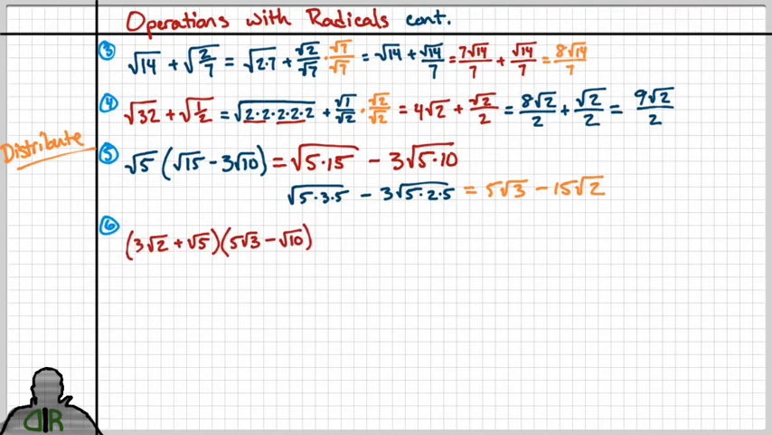Okay, just a couple more examples for you. This one here, we've got a binomial and a binomial. Okay, what do we do with those? Do you remember the method? FOIL method. Yeah, it's going to be the firsts, which are these two.